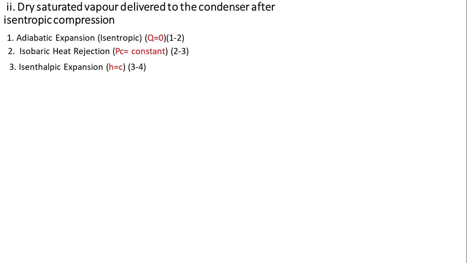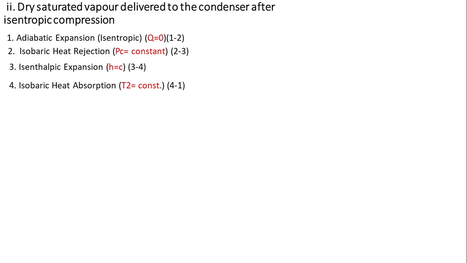In the Carnot cycle, it is a reversible adiabatic or isentropic process. Now the fourth process is isobaric heat absorption. In this case the evaporator pressure will remain constant. It is not temperature; you have to say that the evaporator pressure remains constant. That is 4 to 1.